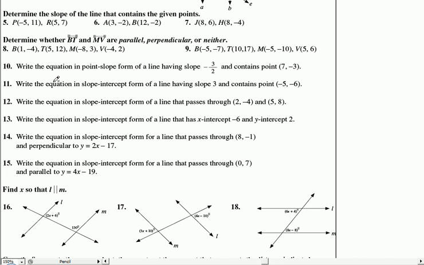All right, I think we ended up at 9, right? 8 and 9 yesterday. So let's go through this. Write the equation. We didn't do any of this stuff, right? Point slope form? Okay.